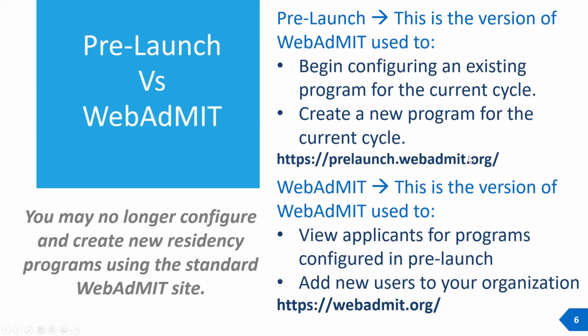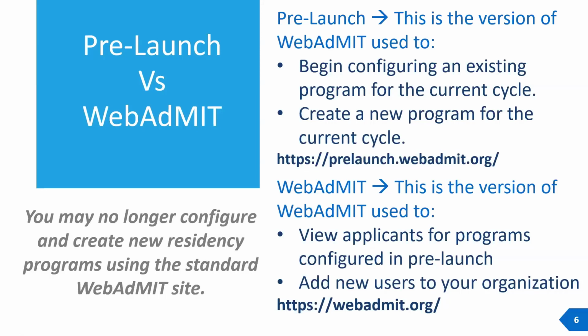Now there's also WebAdMIT, which those of you that are seasoned users, you've likely been here before. WebAdMIT is the version of the WebAdMIT platform where you view applicants for programs that have been configured in pre-launch, meaning all the applications that are built and currently visible, seeking residents actively, you're going to view those within WebAdMIT. And it's also how you're going to add new users to your organization, because you may not be the only person looking at these applications, for example.